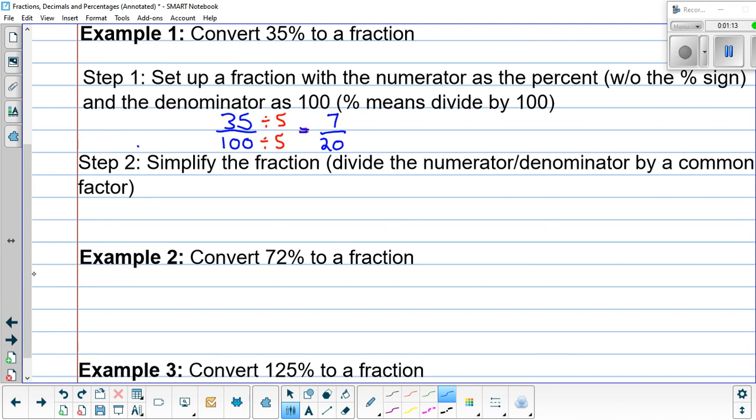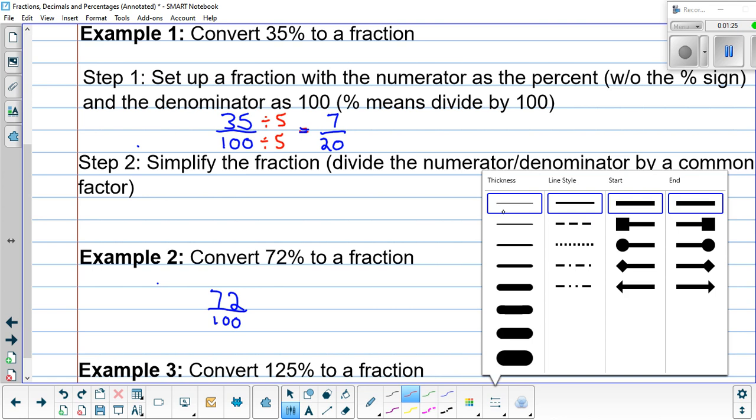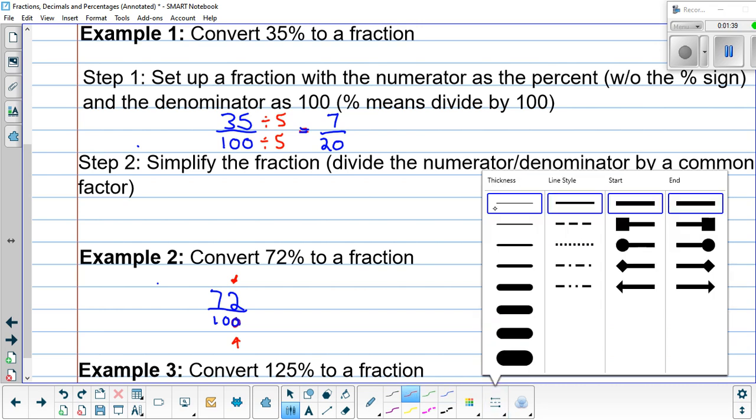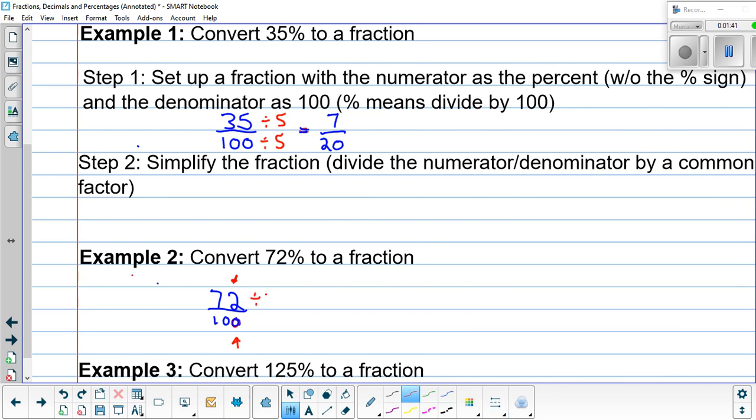Next one, let's do 72%. So 72 over 100. How do we get this to be more simple? Keep in mind, 2 is an even number, 0 is an even number. So what can we do? We can always divide by 2. If you can't see one thing to divide by, we can always just divide by 2. So let's just do that.